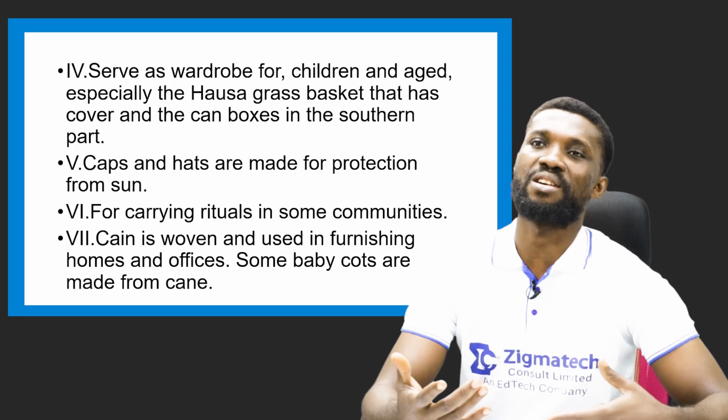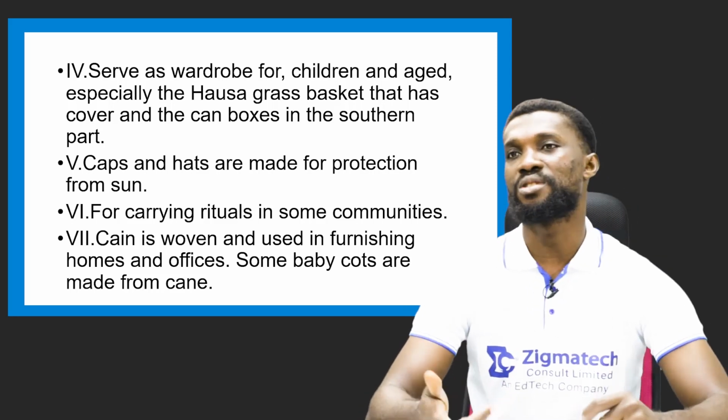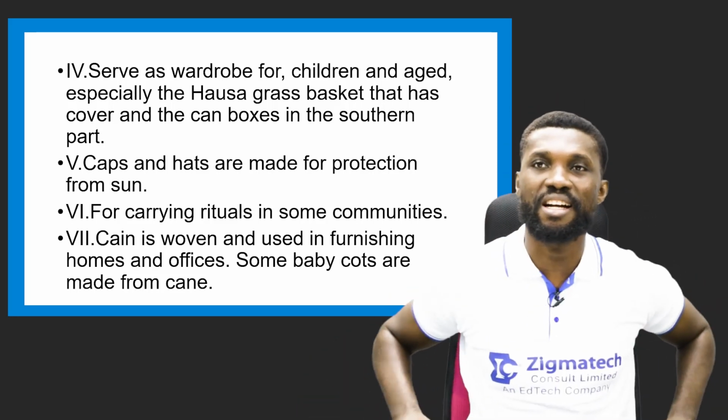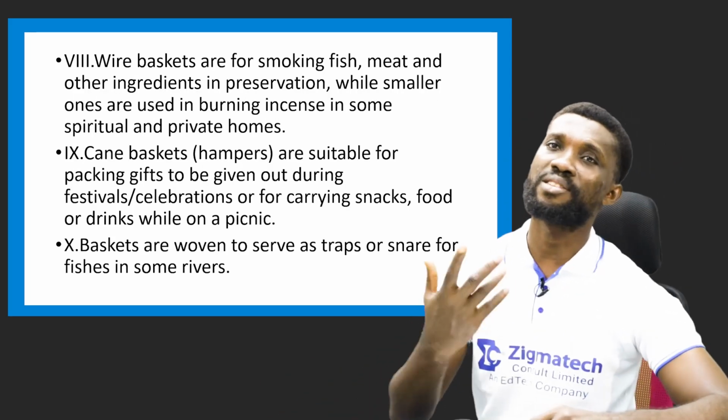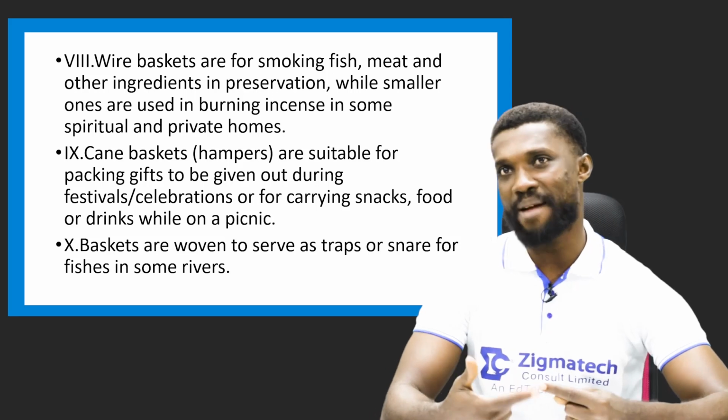Some body of coats are made from what? From the cane. So some of the cushions they have there, they're just made from the cane. So we use that for weaving. Now let's look at what wire too in wire basket weaving.